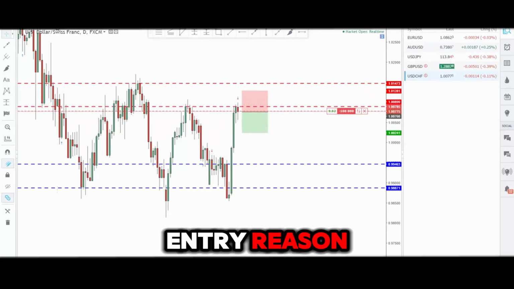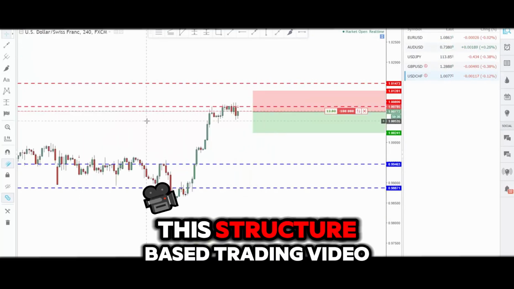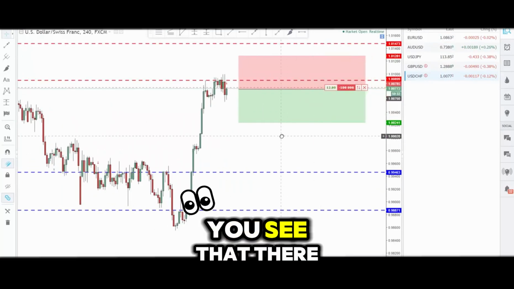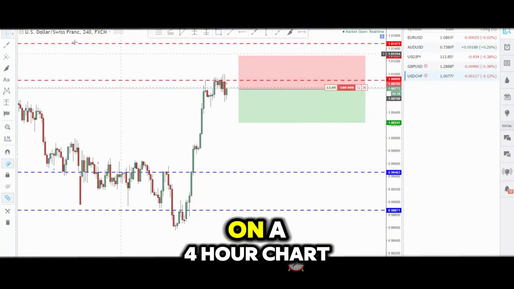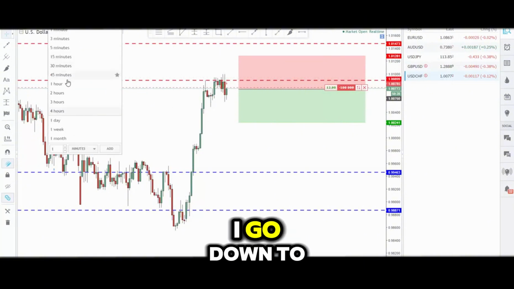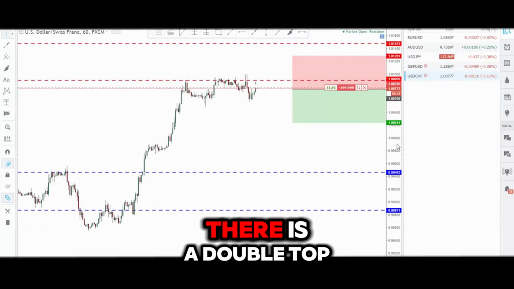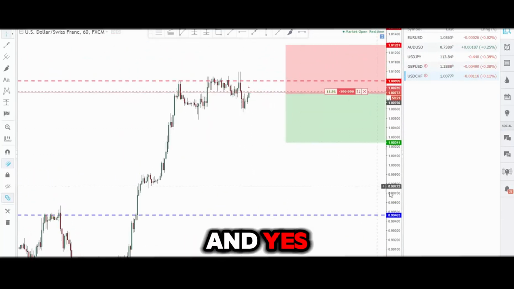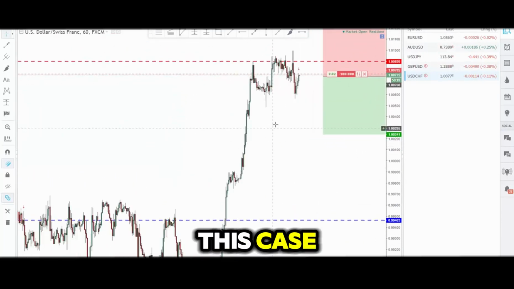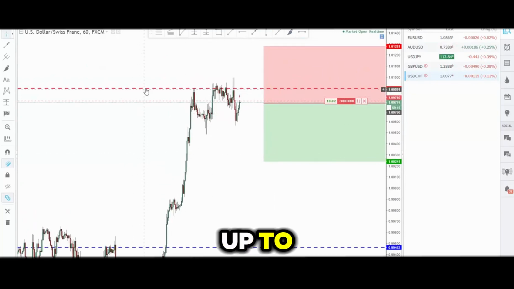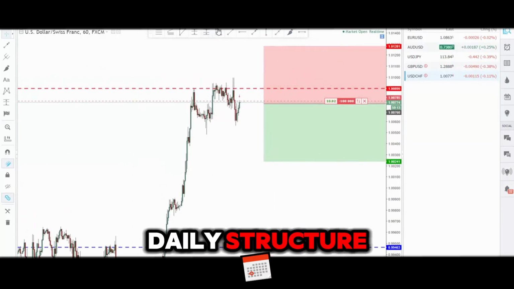Obviously, I already found an entry reason, but we'll do this for the sake of this structure-based trading video. So here you see that there is no double tops on a 4-hour chart, but I bet if I go down to a 1-hour chart, there is a double top. And yes, there is. So in this case, this market has come up to the previous level of daily structure.